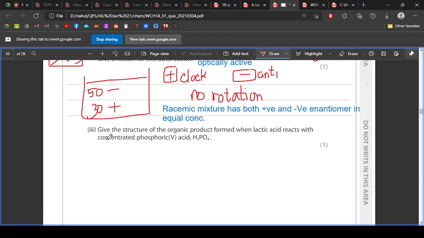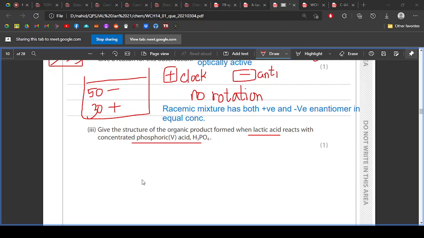And then part three, they're telling us to give the structure of the organic product formed when lactic acid reacts with phosphoric acid. Now this reaction is from AS chemistry actually. Phosphoric acid is a reducing agent.